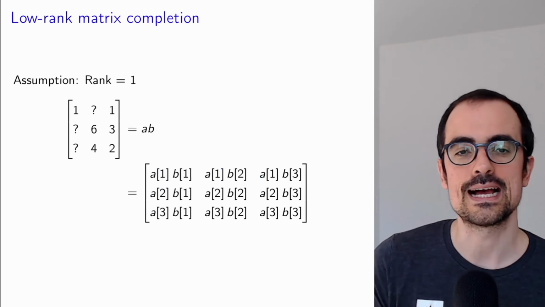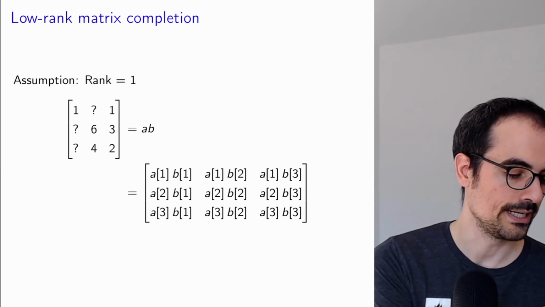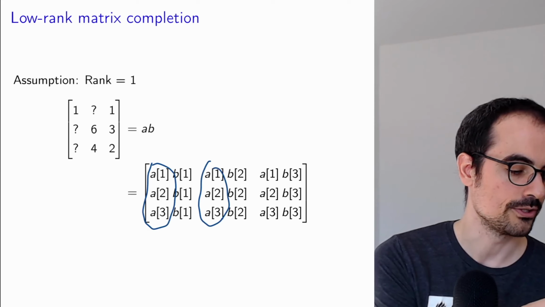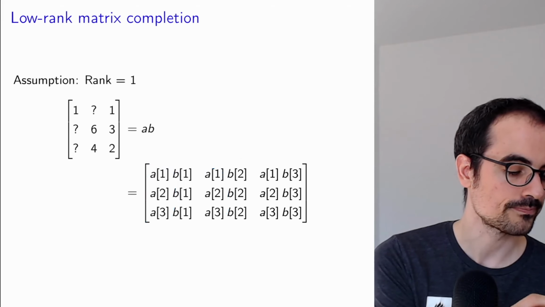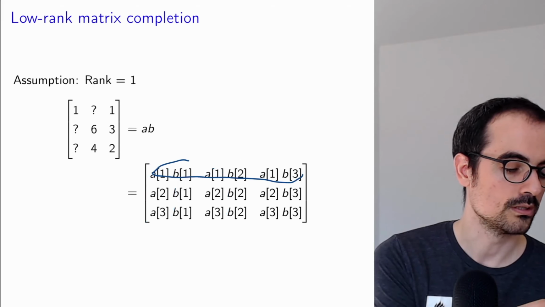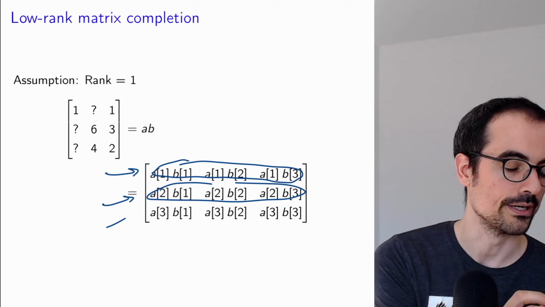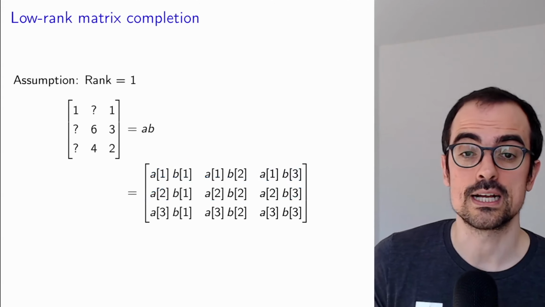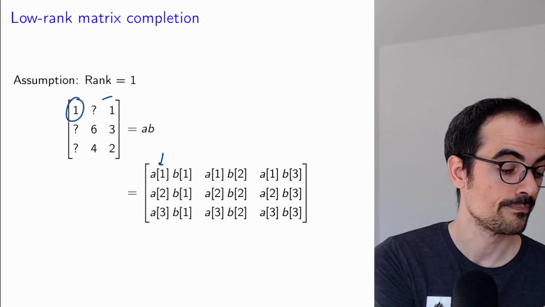When we multiply out the column and the row, we see that essentially what we get is the same column but weighted by different values, here B1, here B2, and here B3, or conversely, the same row scaled by different values, A1, A2, A3. Okay, this is why it's a rank 1 model. But now we have to see if we can actually estimate these numbers from the observed entries.